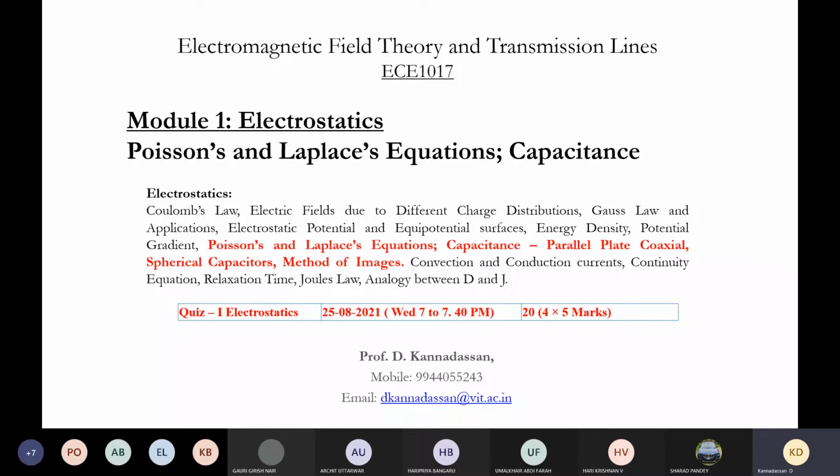So far we have completed up to Poisson's and Laplace equations and some applications like capacitance out of that. And one special case, the parallel plate capacitor, we have seen. Now we will explore other alternate methods which are useful to solve electrostatic problems.